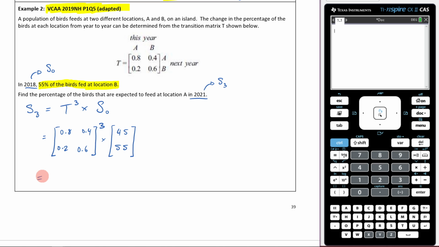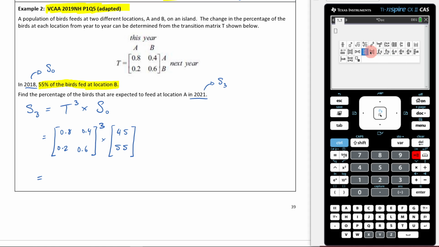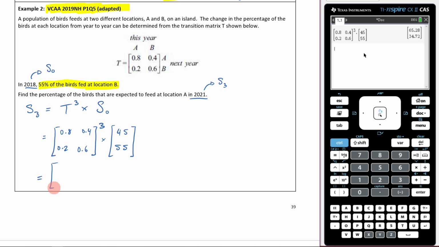So let's come over here. I'm going to get myself a nice 2x2 matrix. It's going to be 0.8, 0.2, 0.6, and 0.4. I then am going to raise that to the power of 3. And then I'm going to multiply that by another matrix, this matrix over here, and it's going to be 45 and 55. Okay, so that means what I'm going to end up with here is 65.28, 34.72.